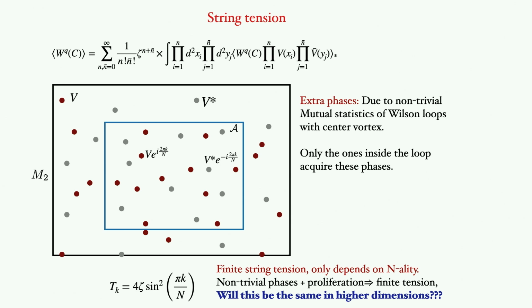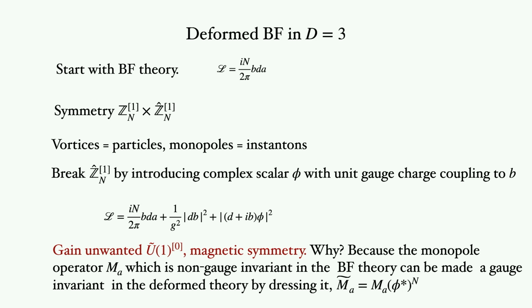This is very nice. You show that these extra phases plus proliferation of these center vortices give you the area law. This is a very common assumption, also in 3 and 4 dimensions. But we will see that this perspective is not true in 3 and 4 dimensions. So I just put here this question, whether this is true or not in 3 and 4 dimensions. Now let us graduate to our 3-dimensional BF theory.